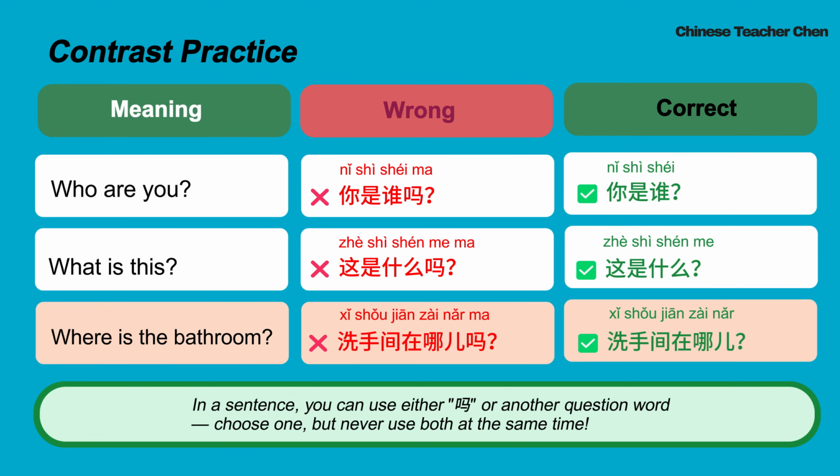Last one. If you want to ask, where is the bathroom? And you say, 洗手间在哪儿吗? Is that right? Still wrong. You've got 哪儿, so no 吗 allowed. The right way is simply 洗手间在哪儿? So remember, in a question, you either use 吗 or another question word. Pick one, but never both.